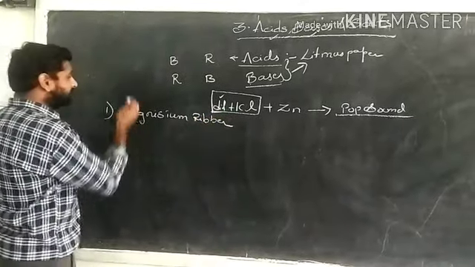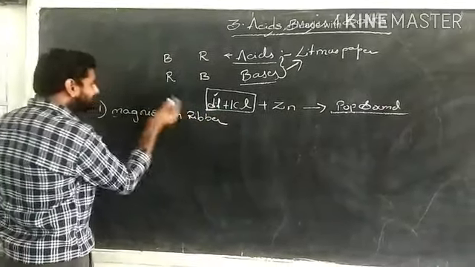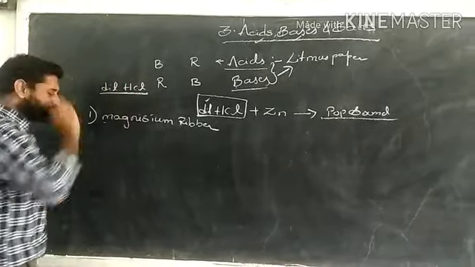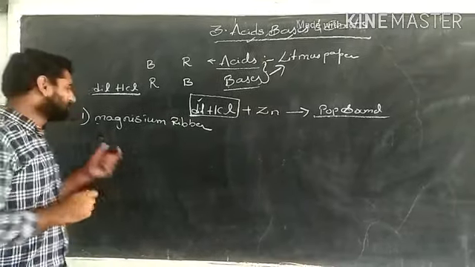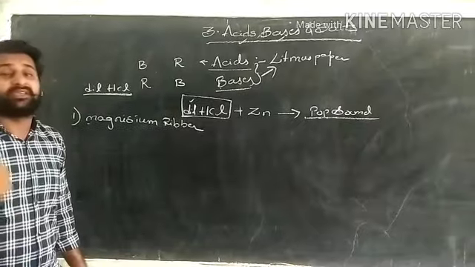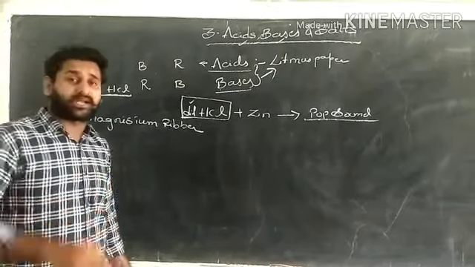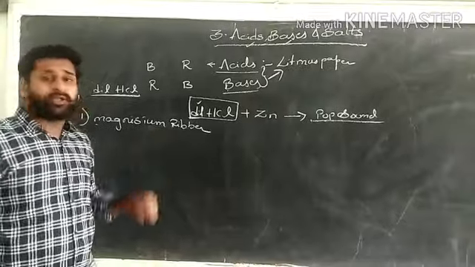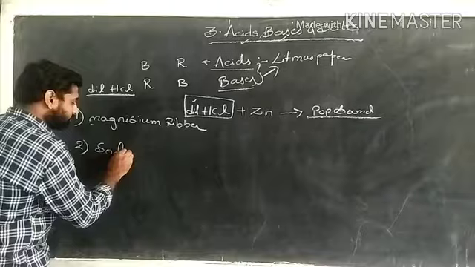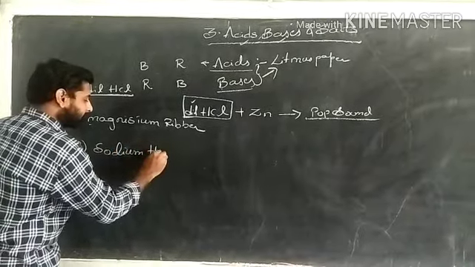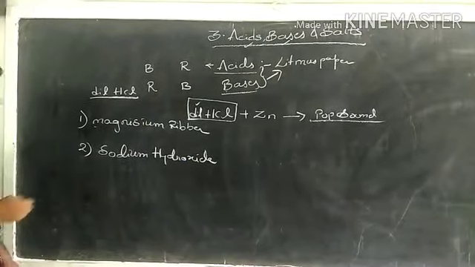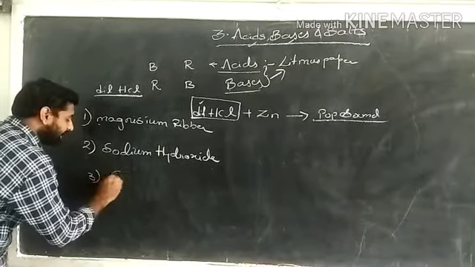Magnesium ribbon. When I'm taking this magnesium ribbon, it is reacted with HCl, dilute hydrochloric acid. There is an acid. I'm using some different kinds of chemicals, strong bases. When we add that to that, what will be the equations that come up, which are already there in your activity. So let's take a point here. Magnesium ribbon, and the second one is sodium hydroxide, and the third one is eggshells.